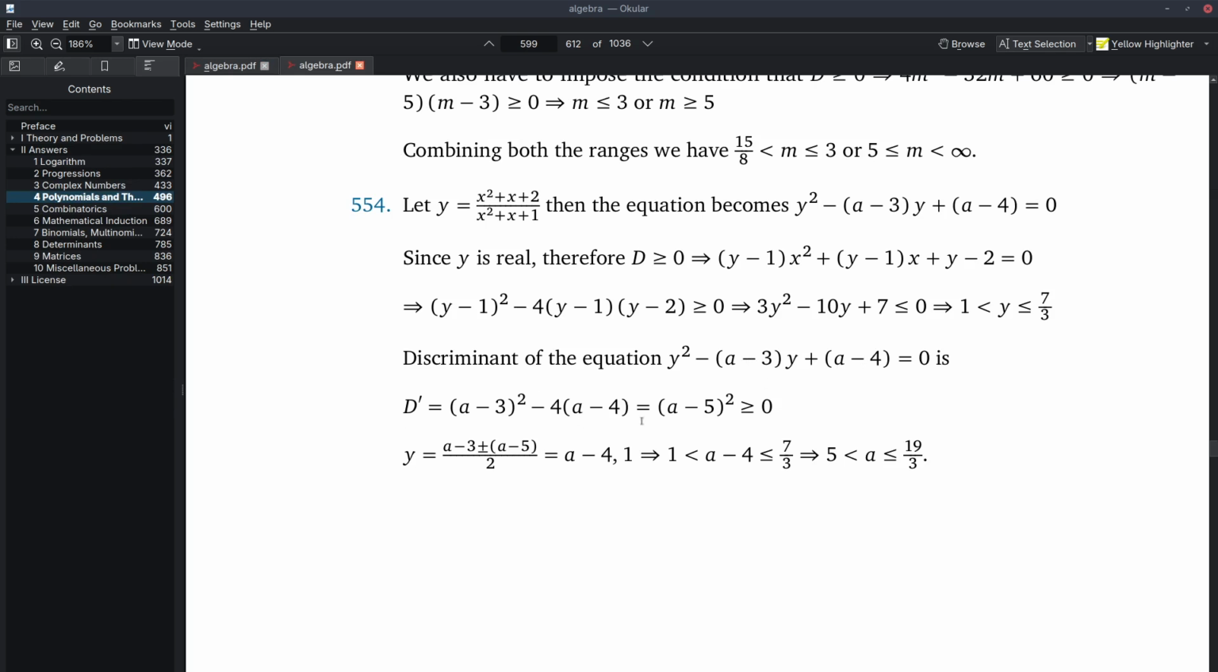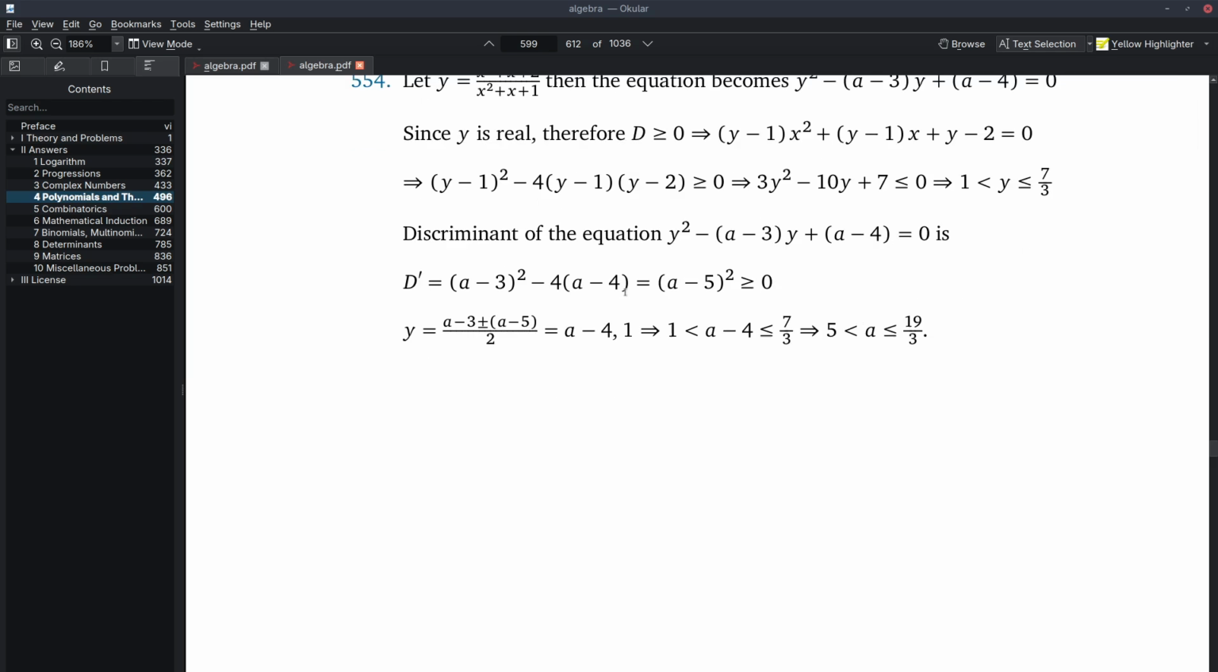So discriminant is (a minus 5) whole square, which is always positive. So now we compute the roots. We get a minus 4 and 1, which implies that 1 less than a minus 4 less than or equal to 7 by 3, which implies that 5 less than a less than or equal to 19 by 3.